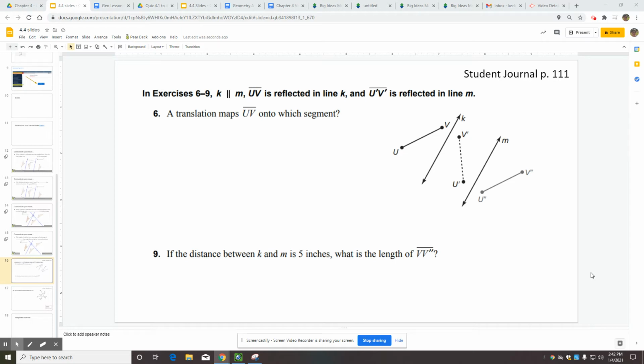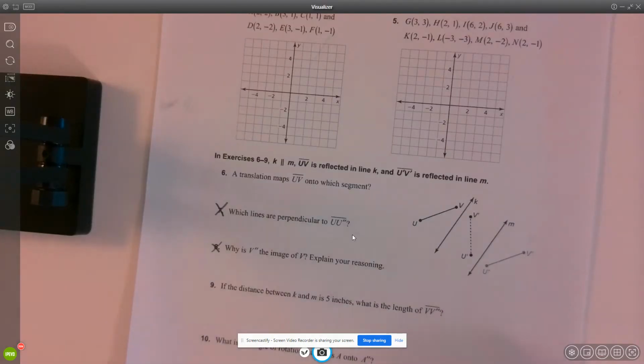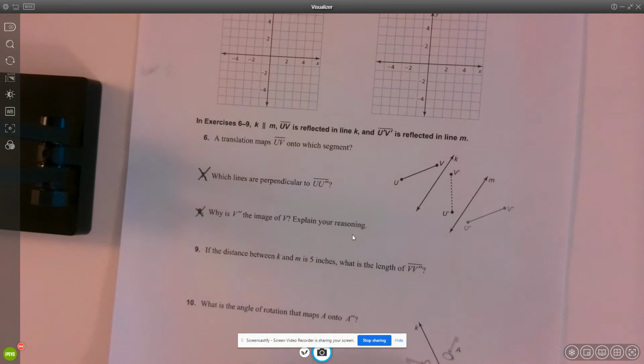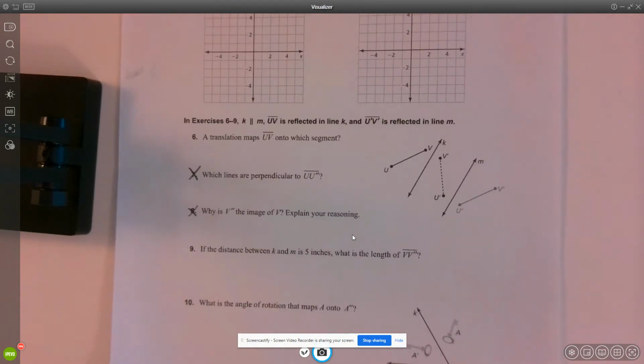In this video for lesson 4.4, we're going to work through number 6, 9, and 10 on page 111 in your student journal. So go ahead and turn to that page. These problems all deal with reflecting a figure over parallel lines and intersecting lines.